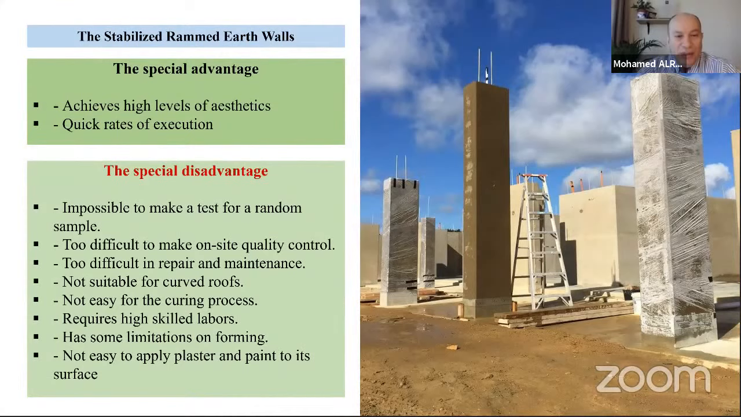And also it has some limitations on forming, because it depends on the use of this technique. It is about casting a material into wooden or metal forms. So as long as these metal forms are straight line and not custom made, you are saving the cost. But if you are going to have some curved walls or something like that, you will increase the construction cost.